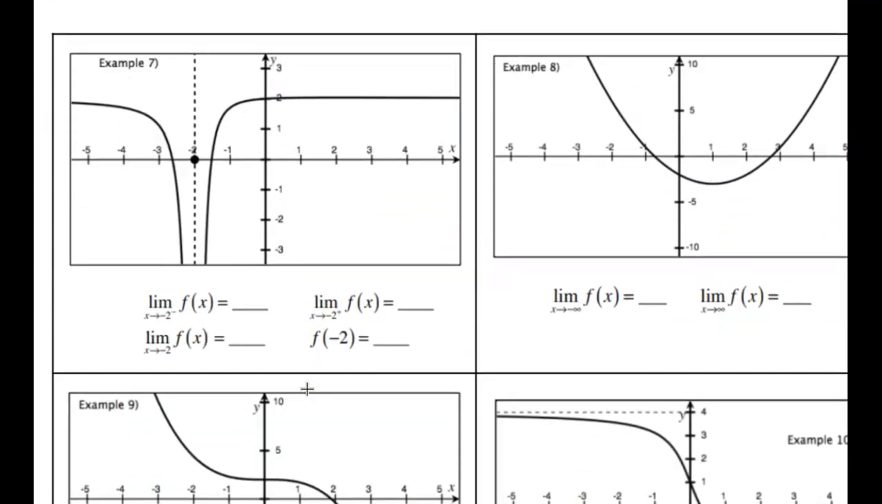All right, so let's look at example 7. 2 from below, 2 from above, -2, sorry. And since they both are going to negative infinity, they do agree. So we do have a limit, with a better description. And the function value is 0.